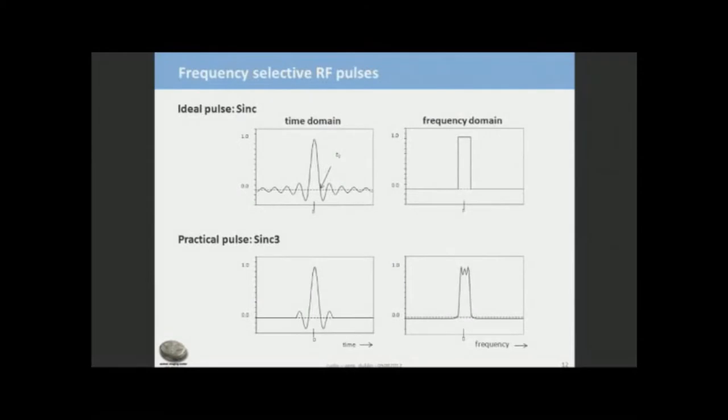And the pulses, of course, would have an ideal profile, which is a slab, which would mean that the pulse has an infinite duration in length. This is, of course, physically not possible, so you truncate your pulses, which leads then to artifacts in your slice definition, which you have to know to properly reconstruct the images.